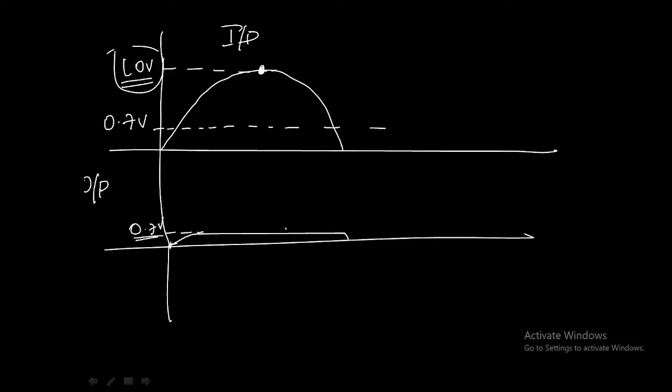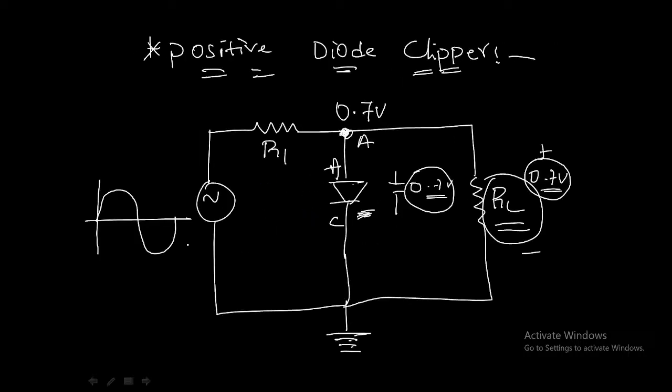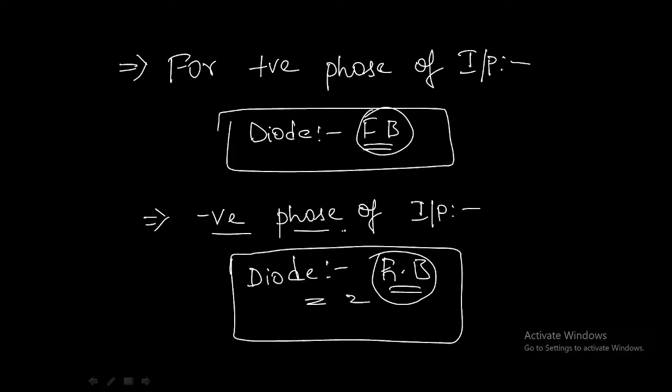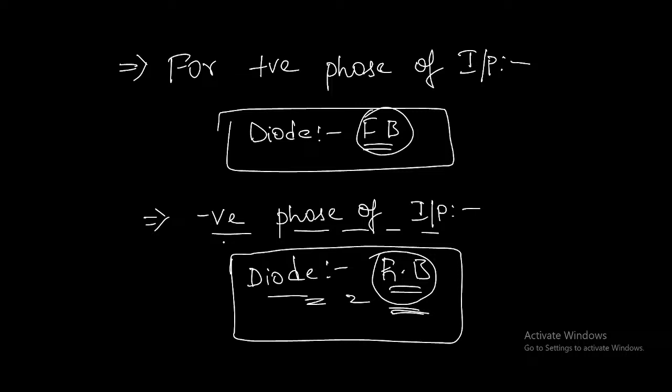Now if we observe the negative half cycle of the input, let's say this is our negative half cycle of the input, then what happens? If the negative half cycle has been applied, let's see the circuit. The diode will be in reverse bias condition. We have already seen in our diode approximation model that a diode in reverse bias will act as an open circuit. So the diode will be in open circuit condition.